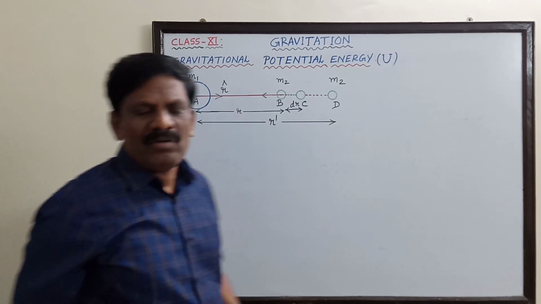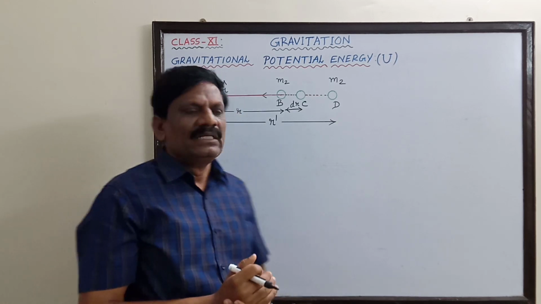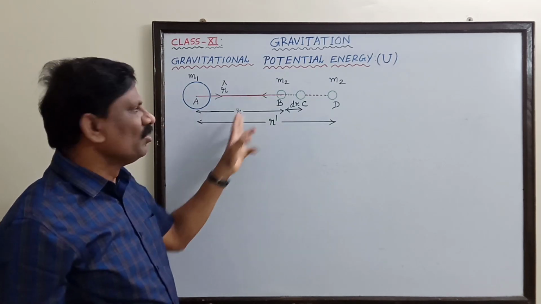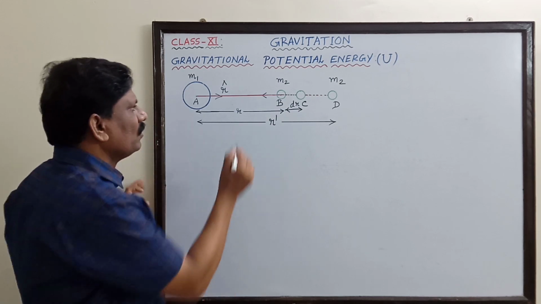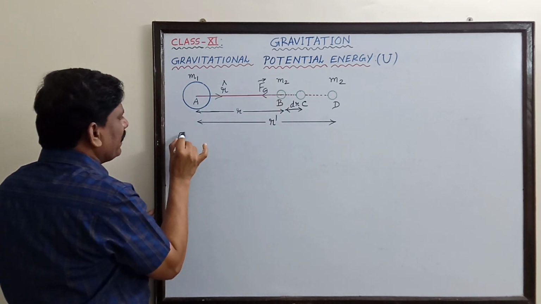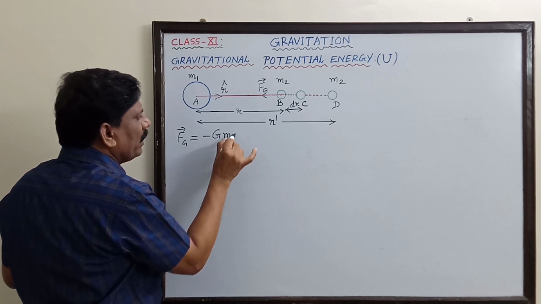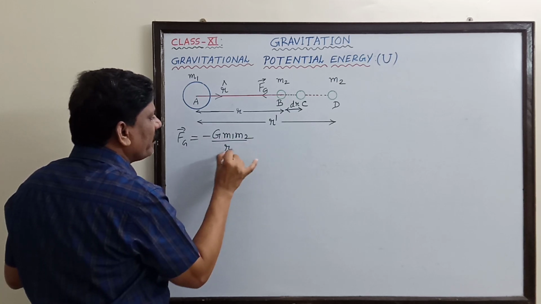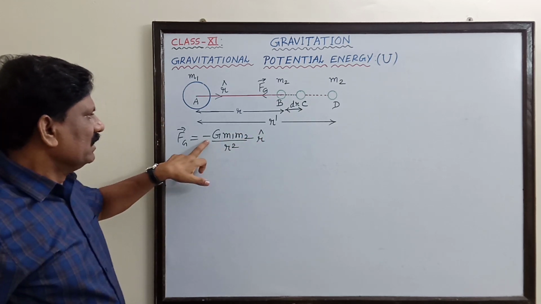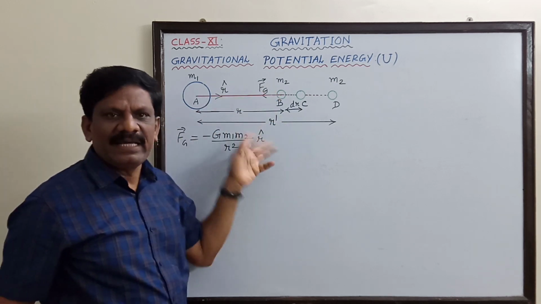So there will be a force of attraction between the two masses, and it is given by the universal law of gravitation: F is equal to minus G m1 m2 by r square. Keep that in mind. In this direction, gravitational force Fg is acting. So what is Fg? Fg is equal to minus of capital G into m1 into m2 by r square into r cap. The minus sign is because r cap and this Fg are oppositely directed.